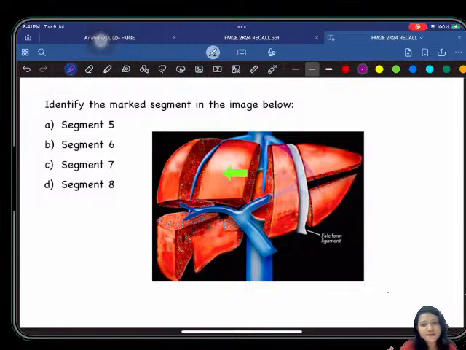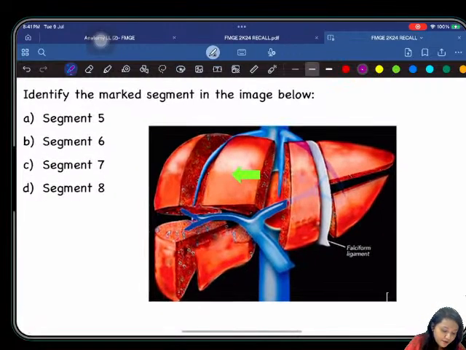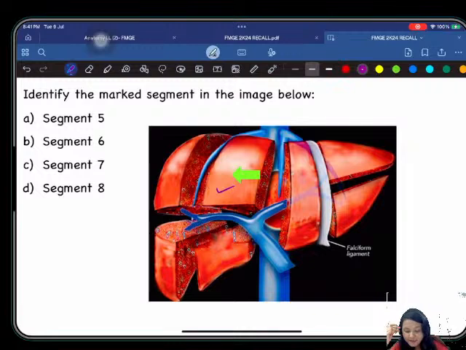Now this is a very common topic to be studied in the chapter of liver, that is the hepatic segments, and the Couinaud segments. Most important is the Couinaud segments. So they have asked to identify the marked segment in the image, and they have given this segment. Anybody who can answer in the chat, what is the marked segment?